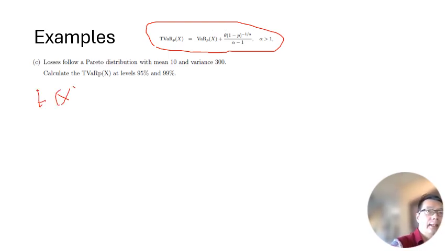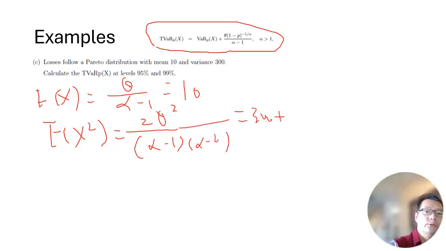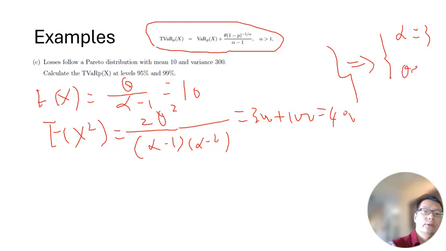We found that E[X] is theta over alpha minus 1 equal to 10, and E[X squared] is 2 theta squared over alpha minus 1 times alpha minus 2, and it's equal to 300 plus 100, equal to 400. From these two, we can calculate alpha is 3, theta is 20. Then the rest is easy. Really, just need to apply this formula here.